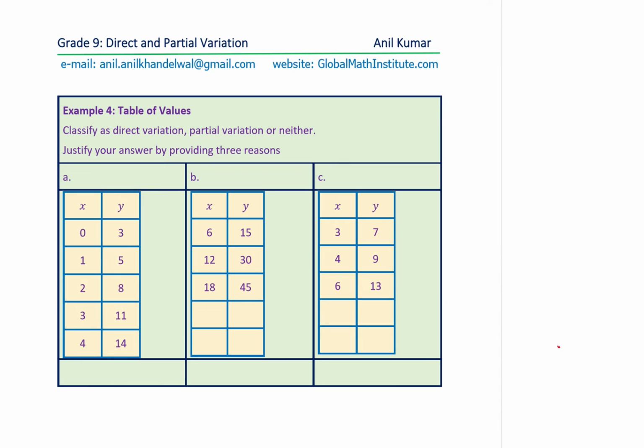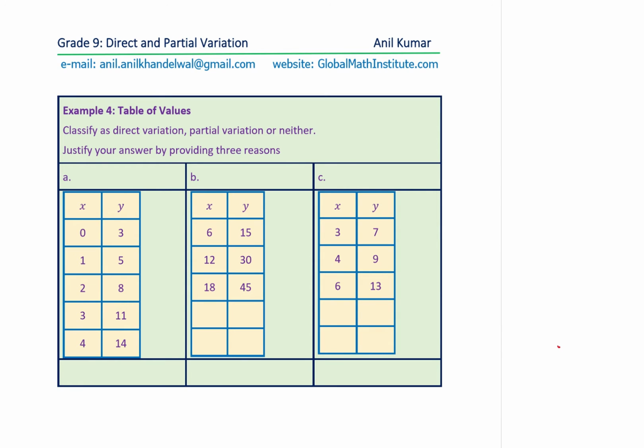Now here is the example for you to do. So we have three more questions. Classify them as direct, partial, or neither. Justify your answer by providing three reasons. You can now pause the video, answer these questions, and look into my suggestions. These are slightly difficult since in B and C you find that the variations do not include 0, so you need to figure out what happens at 0.